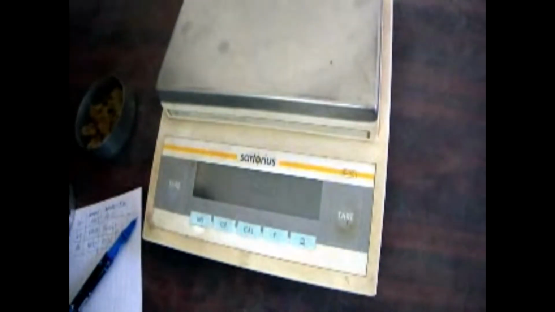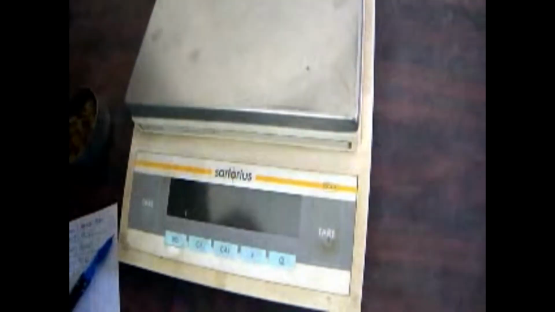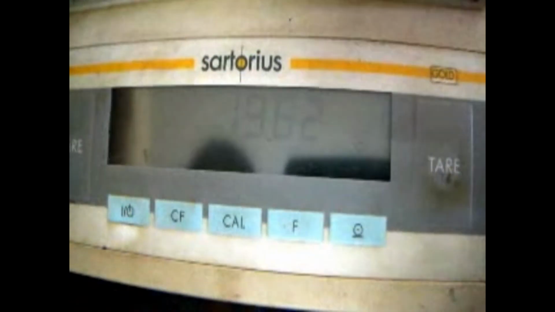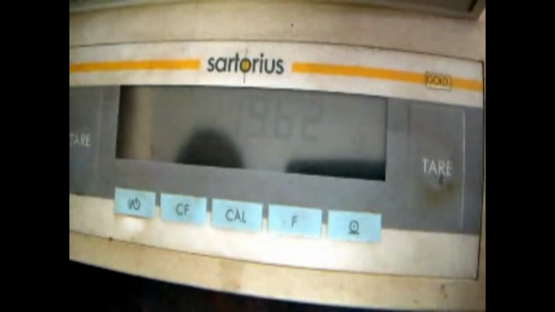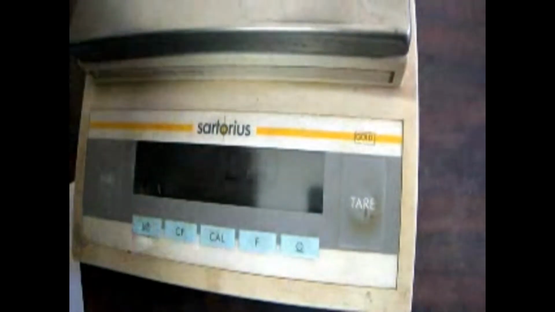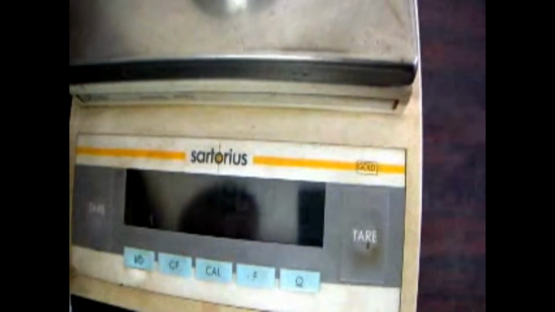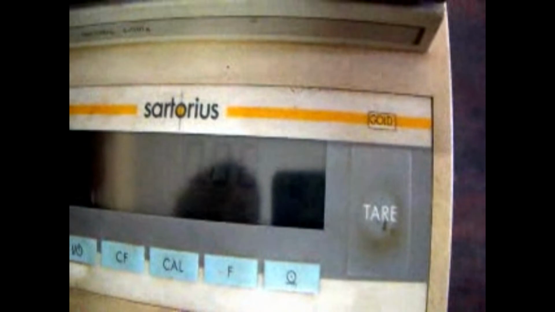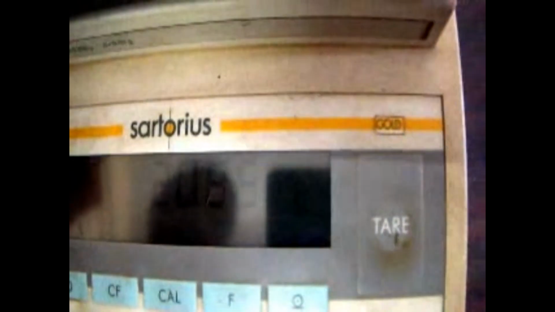Removing the soil and taking the weight, that is 19.62 gram, 19.60 gram basically. Now, this is the third, for the 30 centimeter soil sample, and this is 0.0. So this is 20.85 gram.